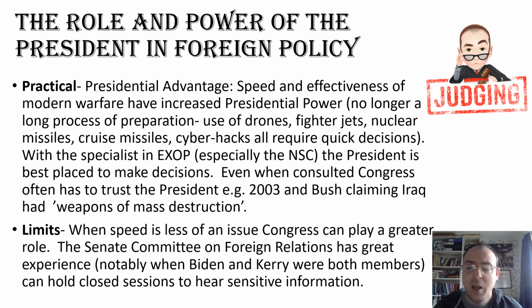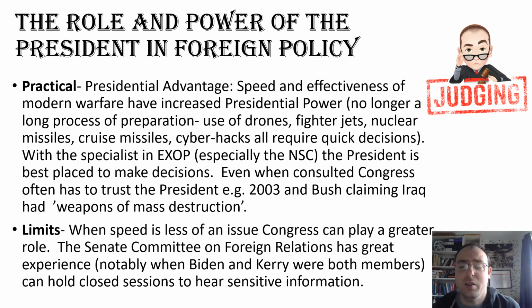And that means practically that essentially the president does stuff and then might have to talk to Congress about it afterwards. The president is surrounded by specialists in EXOP, especially the National Security Council, particularly the National Security Advisor. So therefore the president is in the best place to make decisions. Even when they are consulted, then often Congress has to trust the president. And we see this in 2003. Bush claimed that Iraq had weapons of mass destruction, and therefore he was sending troops in, and Congress kind of had to take his word for it.